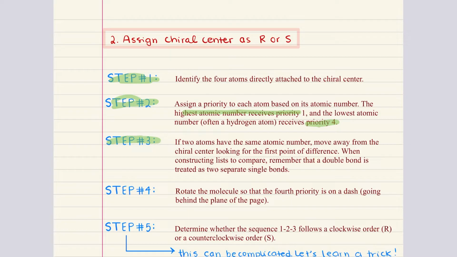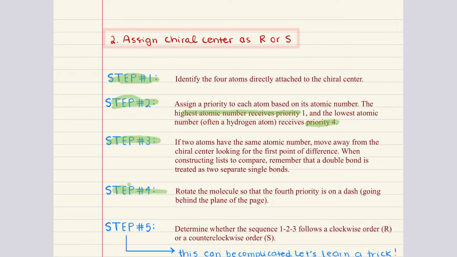Then step 3 tells us if 2 atoms are the same, then you want to move outward 1 bond at a time until a difference is found. For example, a group with a carbon that's bonded to an oxygen will outrank a group with a carbon bonded to a hydrogen. Also note that double bonds count as if the atom is bonded twice to the same element. This might be a little confusing at first, but it'll make more sense as we tackle some problems.